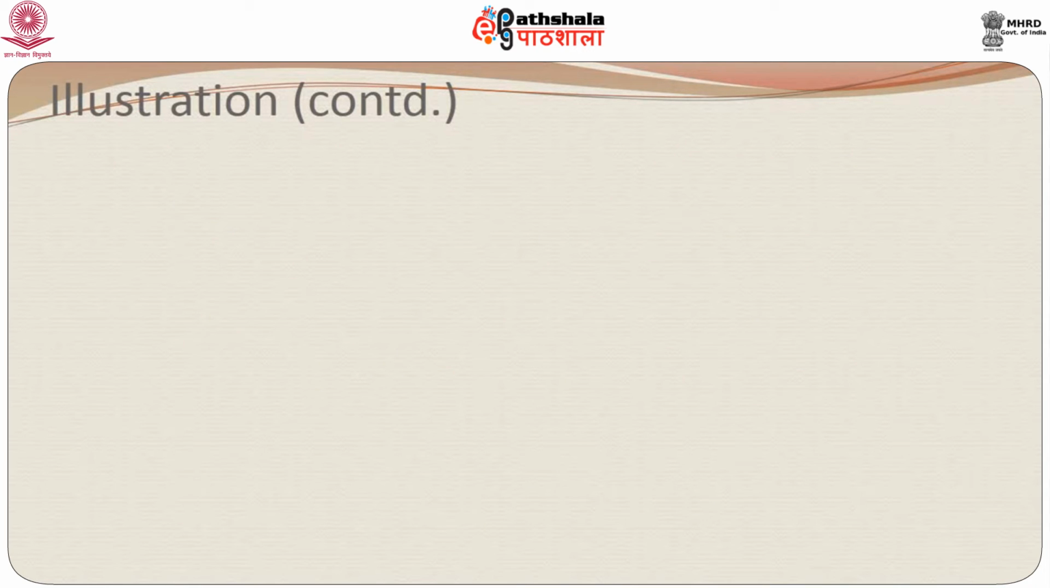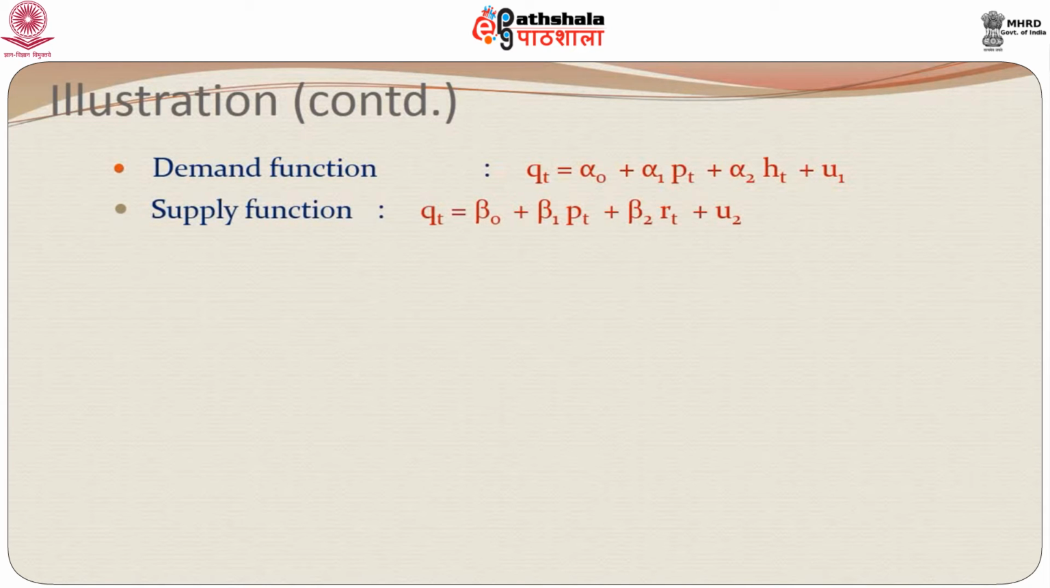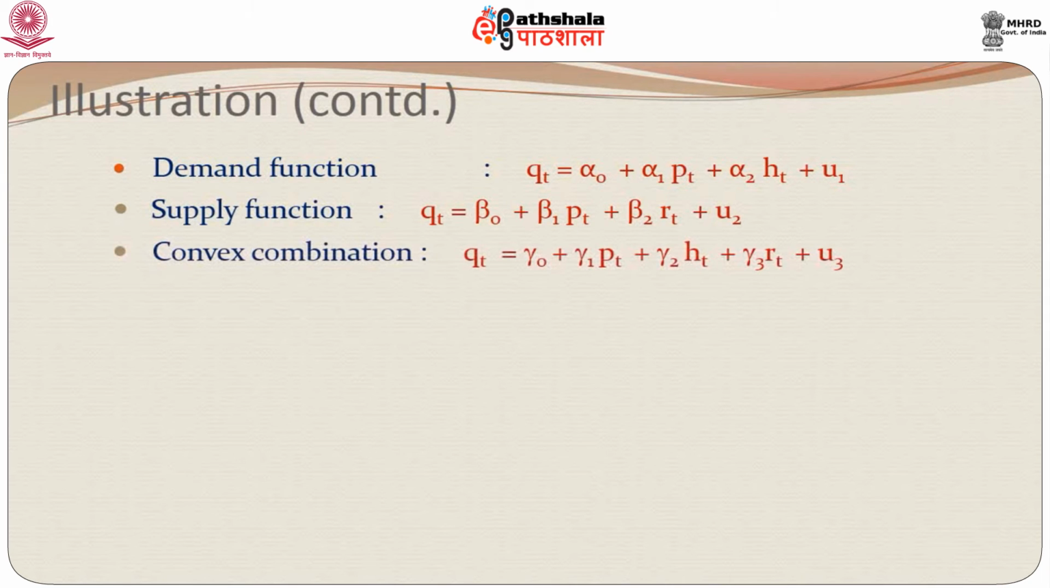Let us look at another problem. In this case, we have an additional variable in the supply function as well. This is the rainfall Rt. So, there is one variable common to both, that is the price, one variable which is there in the demand function only, that is Ht, and one variable which is in the supply function only, that is Rt. And the convex combination would have both Ht and Rt along with Pt.